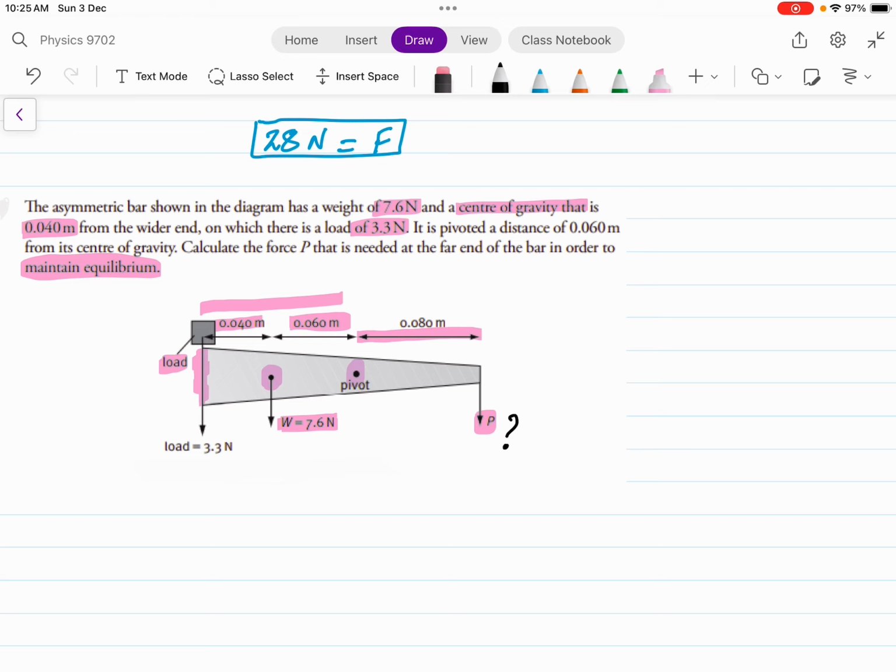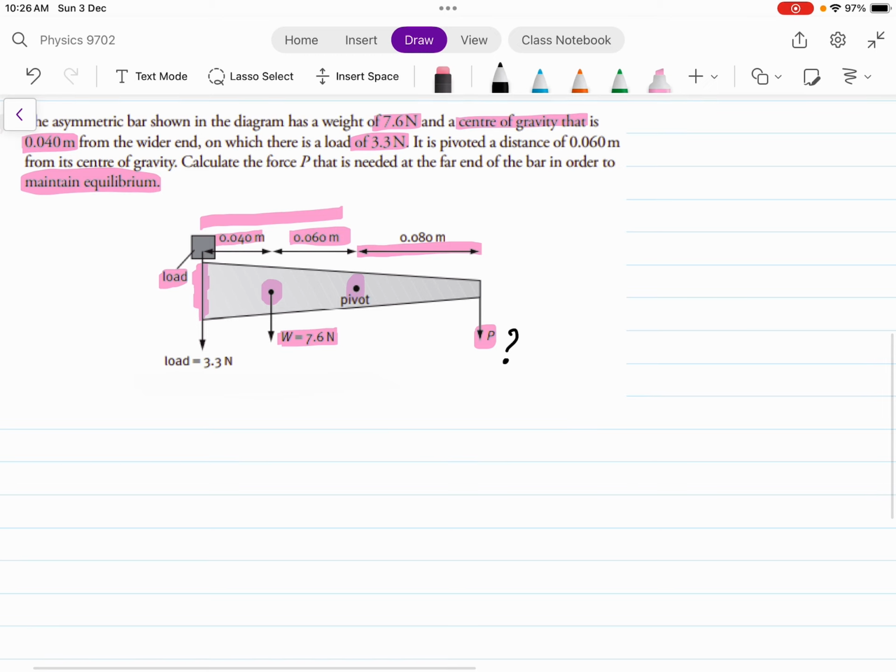Now one thing that I know for equilibrium is that the anti-clockwise moments should be equal to the clockwise moments. Equilibrium has two conditions. One is what I just stated, anti-clockwise moments equal clockwise moments, and the other condition is that the sum of all forces will be zero. So here I write anti-clockwise moments is equal to clockwise.